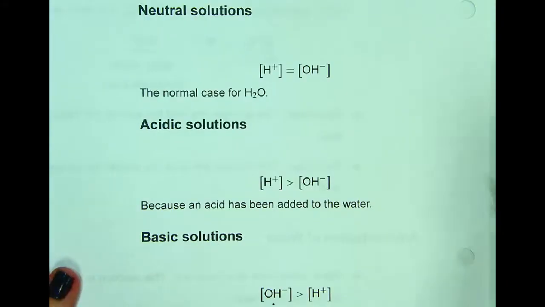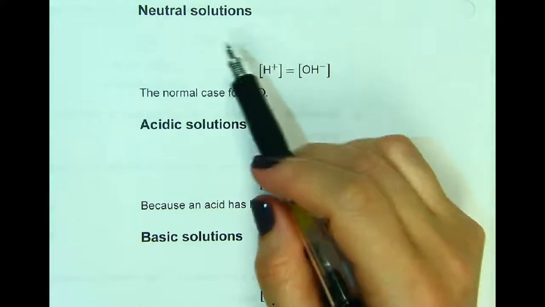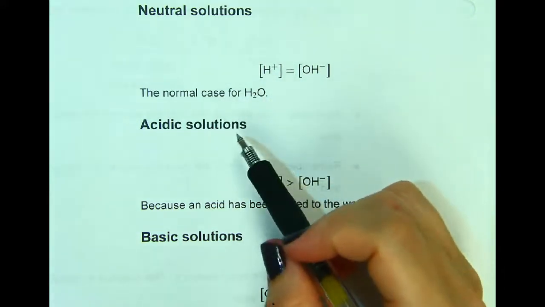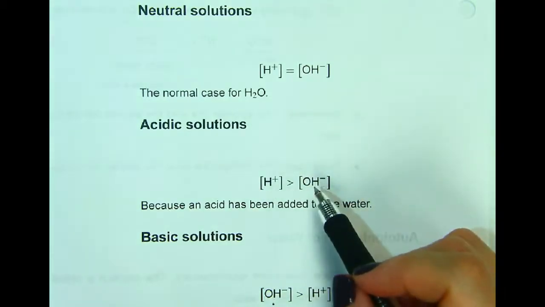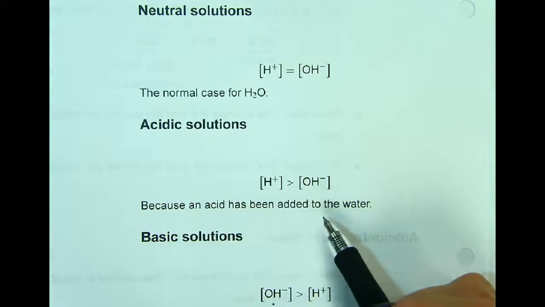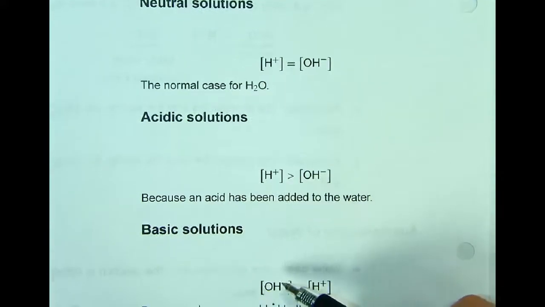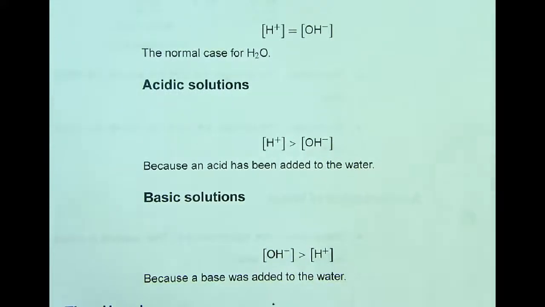So when comparing hydrogen to hydroxide, if they are equal in a solution, then you have a neutral solution, the normal case for water. If you have an acidic solution, then you should have more hydrogen ions than hydroxide ions because an acid has been added to the water. And if you have a basic solution, you should expect to have more hydroxide ions than hydrogen ions because a base was added to the water.